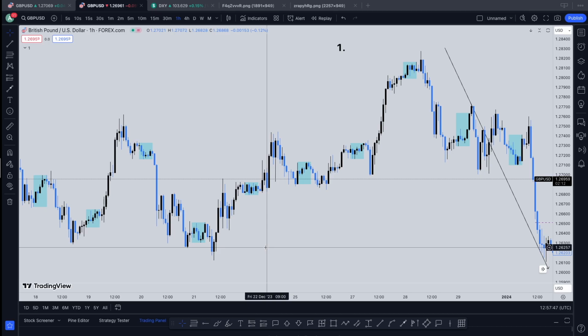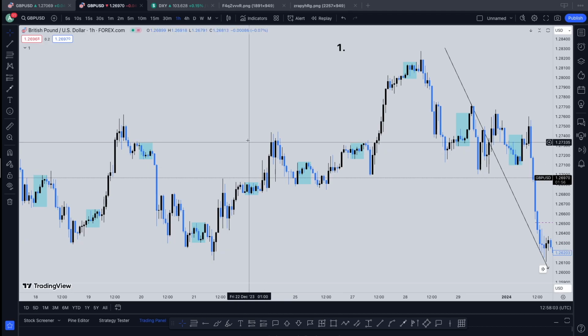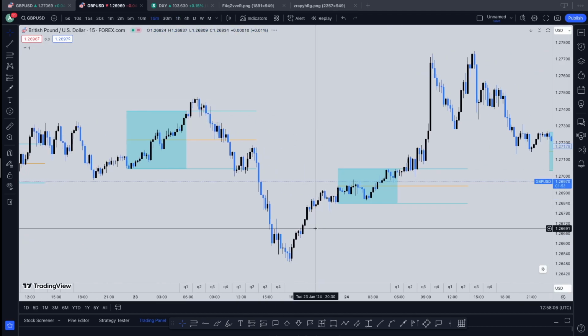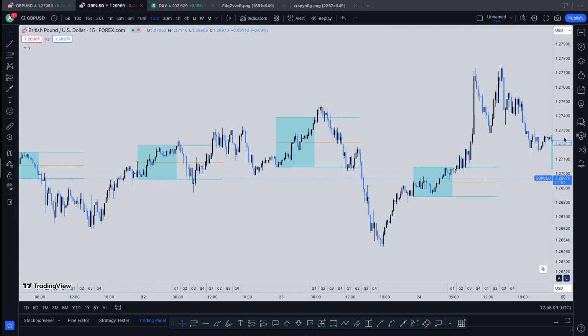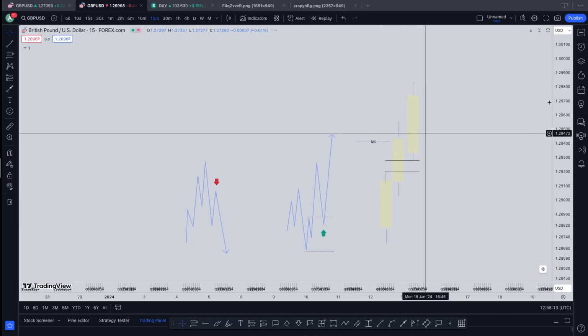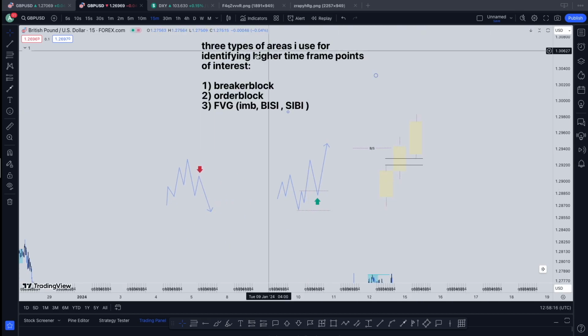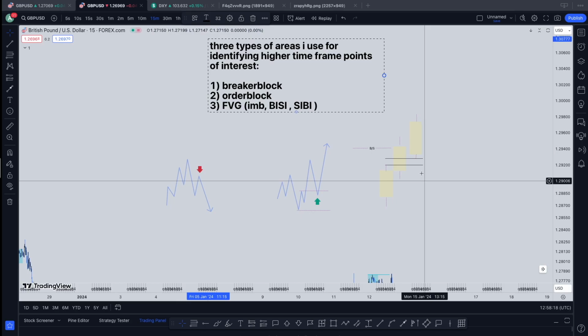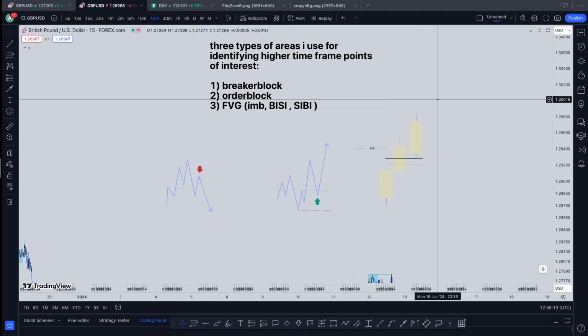Now, I'll show you my way of identifying a valid zone and what that looks like, and identifying where a shift of order flow has taken place. Just before we get into these steps, I want to show you things that you should already know. These are points of interest. If you look at my screen now, these are the three types of areas that I use to identify my points of interest on a higher time frame.